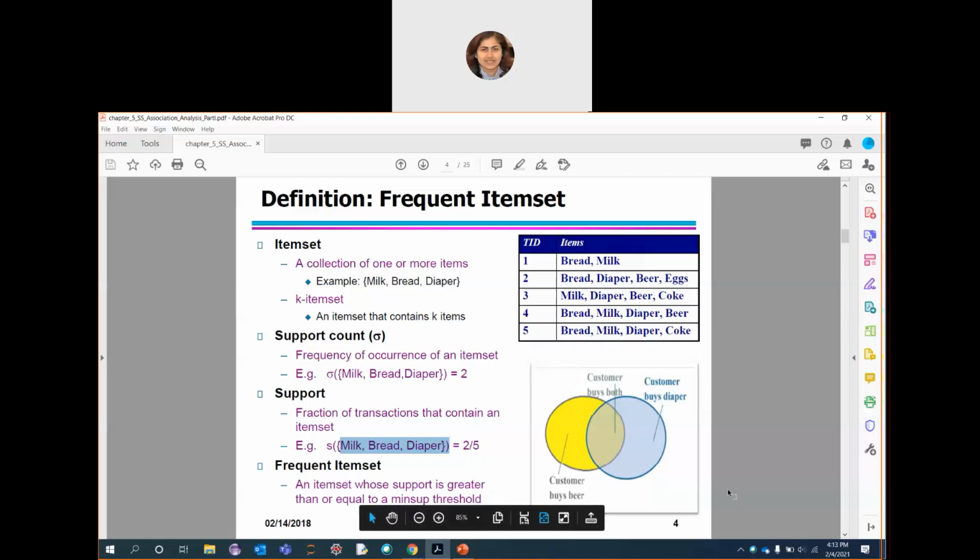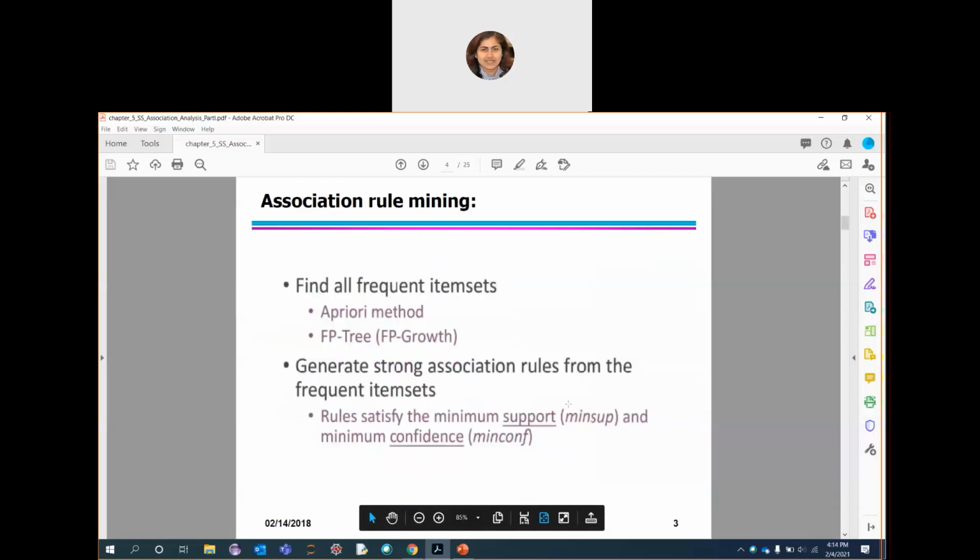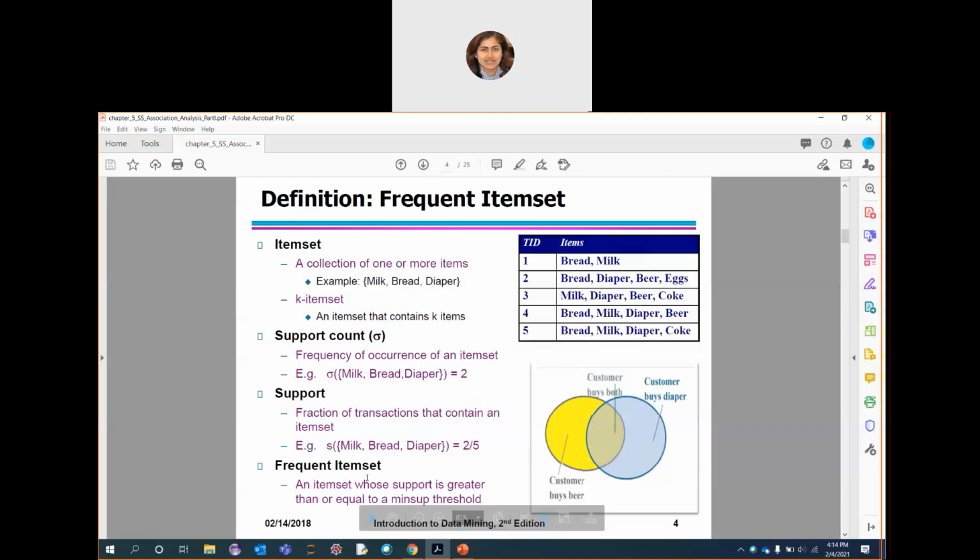Then the frequent item set is an item set whose support is greater than or equal to the min sup threshold. So I was showing you this one, right? Min sup. So this is again important in association rule mining or frequent item set determination. So let's say the support is 2 and the min sup threshold, this is a value to be assumed actually.